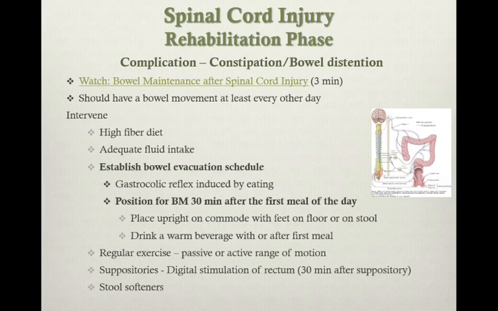Bowel management, avoiding constipation, high fiber diet, adequate fluid intake. Remember, keep things moving, and then they should have a bowel evacuation schedule. There is a gastrocolic reflex induced by eating. I don't know if anybody's had their morning coffee and needed to go to the bathroom. That is your gastrocolic reflex. It is stimulated by eating, and you can position the patient for a bowel movement 30 minutes after the first meal of the day and hope that the reflex provides a bowel movement. There's other ways to stimulate bowel movements as well. Warm beverages, regular exercise, suppositories with digital stimulation, stool softeners, keep the bowel moving and excreting.